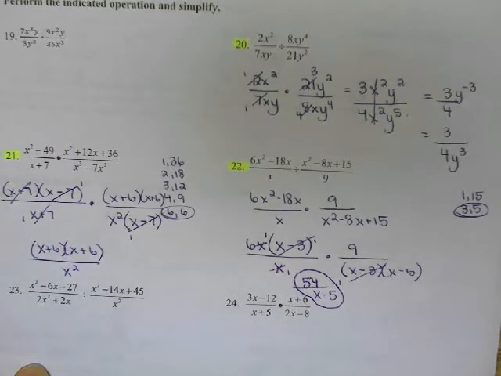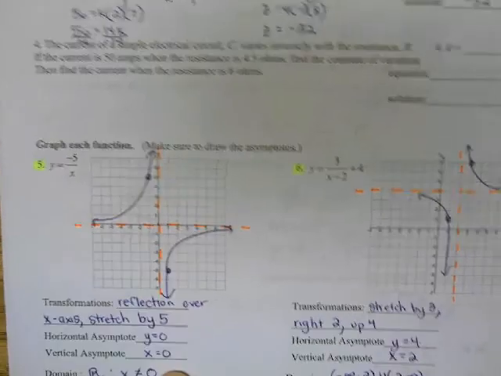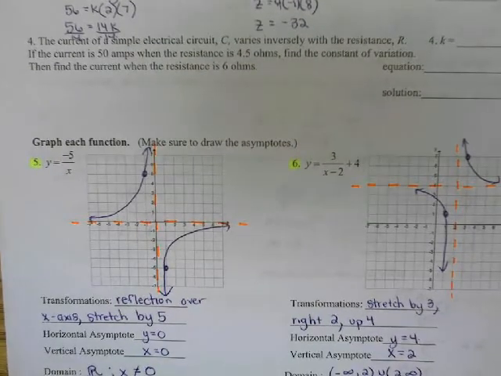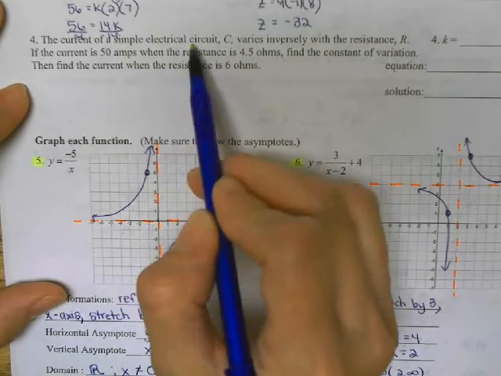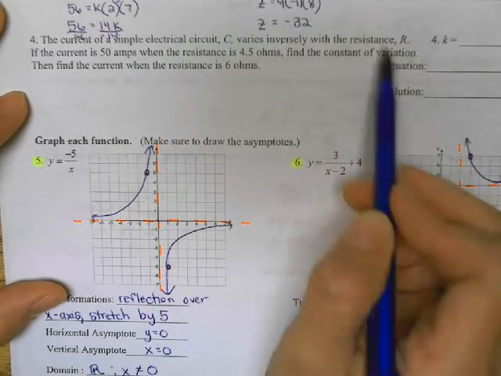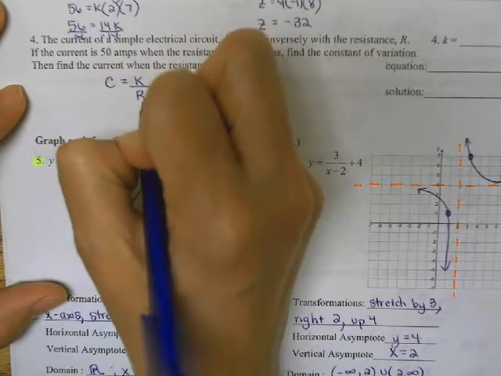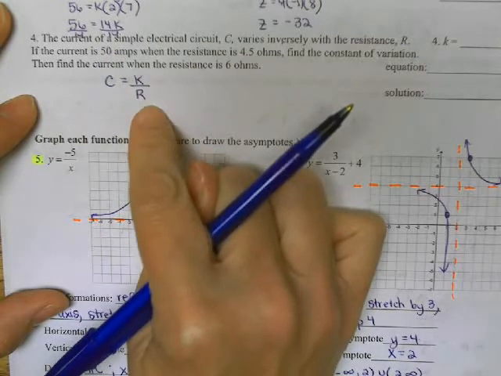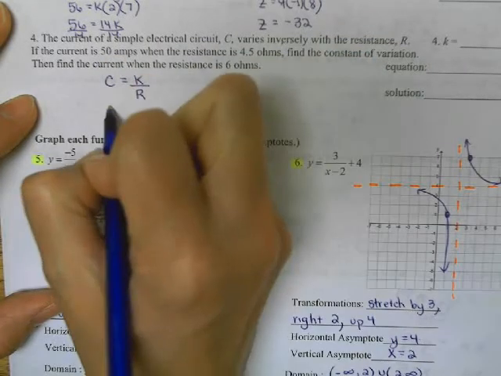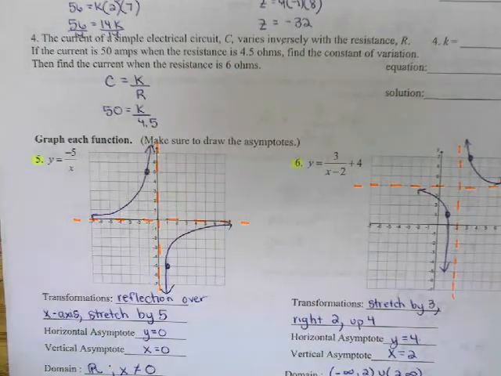So now I'll go back to the front and finish working through the rest of the review. All right, number 4 is a variation problem again. It is inverse, so it's telling us that the current varies inversely with resistance, so C equals K over R. It says if the current is 50 when resistance is 4.5, find K.